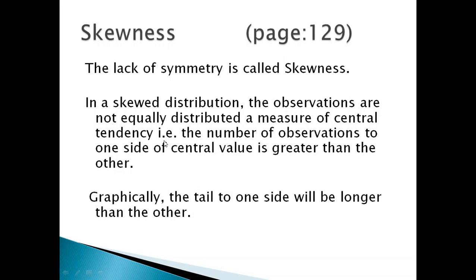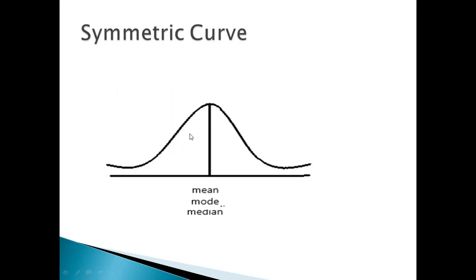The observations are not equally distributed around the measures of central tendency. Here you can see that mean, median and mode are the measures of central tendency, and the values are equally distributed to the left and also to the right side, and hence the shape on both sides is also equal. So the values are equally distributed to the left and right of the measures of central tendency, or the average values.